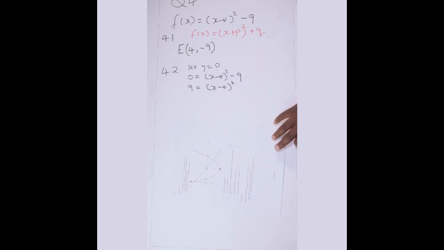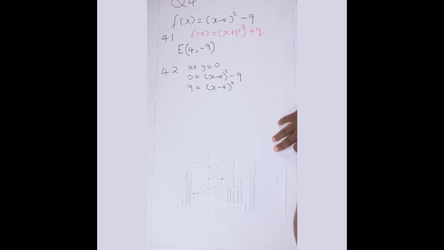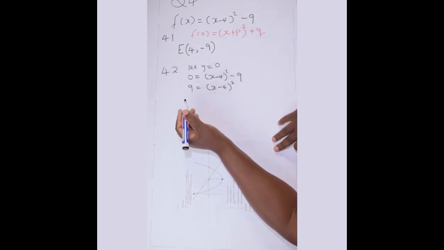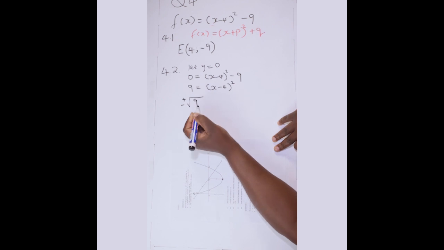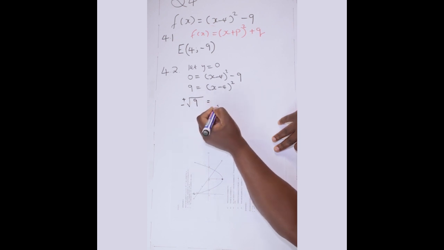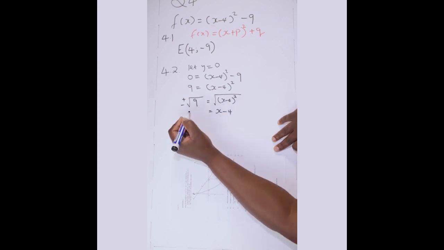Instead of wasting time trying to remove the bracket, which most of you do, and waste the little time that we have, you can actually put a square root on both sides. But remember, if you put a square root on 9, you must use plus or minus, and that is the rule. So it's plus or minus the square root of 9 equals the square root of x minus 4 squared, which results in x minus 4. And then the square root of 9 is now 3.